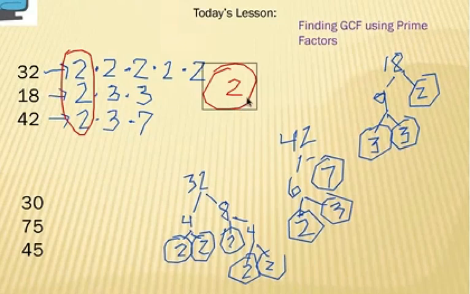Now I want you to hit pause on this video and look down here at the other 3 numbers, 30, 75, and 45. Do the same thing. Make a prime factor tree and list of prime factors and find the common ones and figure it out. Go ahead and try that.